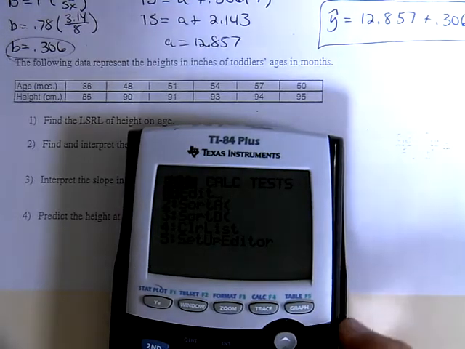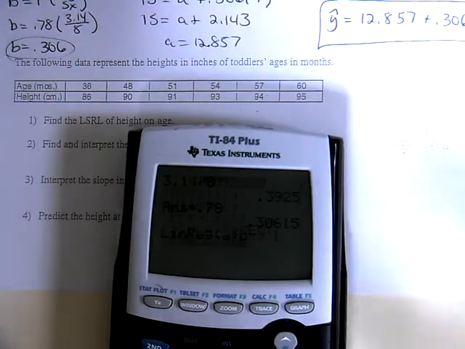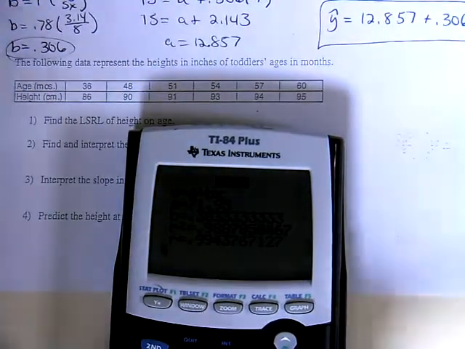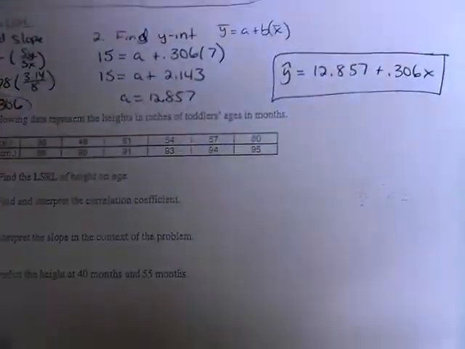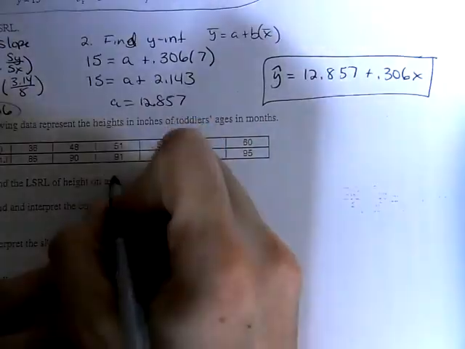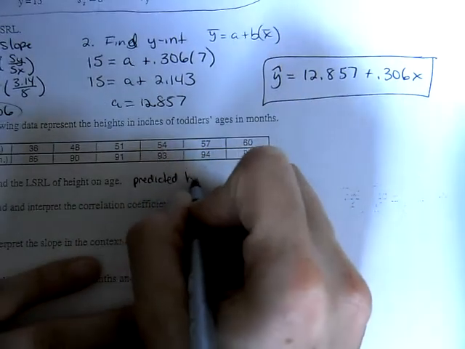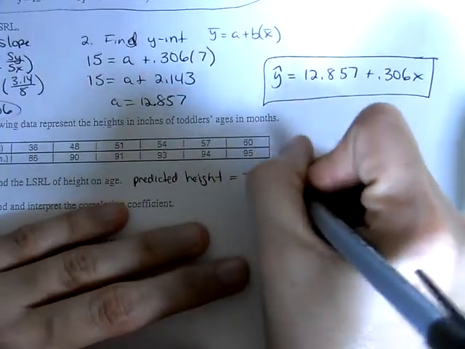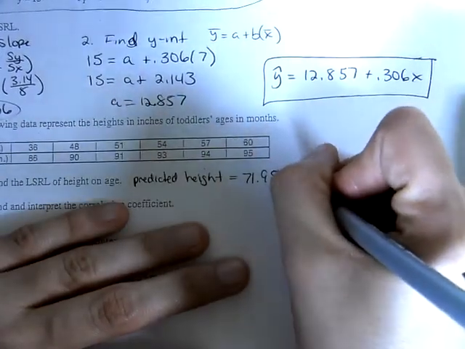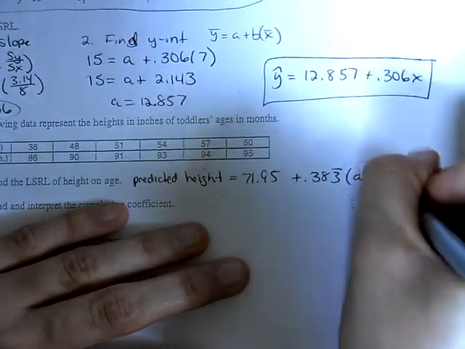Okay. So I'm going to go to Stat Calc number 8. So there's my equation. Now I'm going to write it out so I don't have to define my variables. So I'm going to say the predicted height equals 71.95 plus 0.383 repeating times the age.